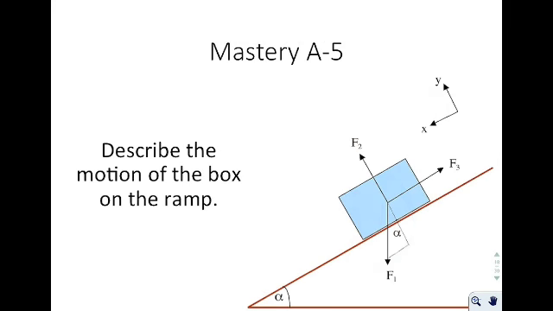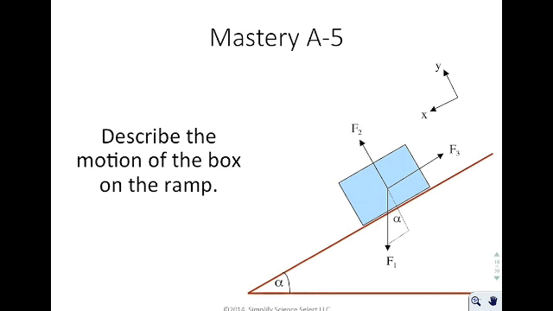This question is Mastery A5. It says describe the motion of the box on the ramp. Whenever we're trying to describe the motion of a particular object, we have to look at what's called the net force, or the total of the forces acting on the object. If you look at this, you see there's a force going up, a force going backwards, and a force going right here. As a result, you can combine the forces to describe the motion of the object. We have to compare the sizes of the forces.